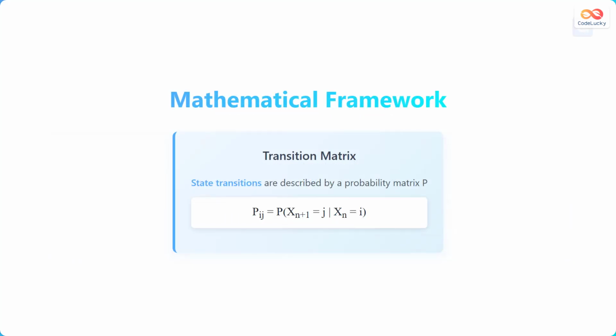Let's explore the mathematical framework of Markov chains, specifically the transition matrix. State transitions in a Markov chain are described by a probability matrix P. This matrix shows the probabilities of moving from one state to another in a single step. The formula here describes the elements of this matrix. P_ij equals the probability of X_{n+1} equals j, given X_n equals i. Here, P_ij represents the probability of transitioning from state i to state j in one step. The condition means that we are calculating the probability of being in state j at time n+1, given that we are in state i at time n.